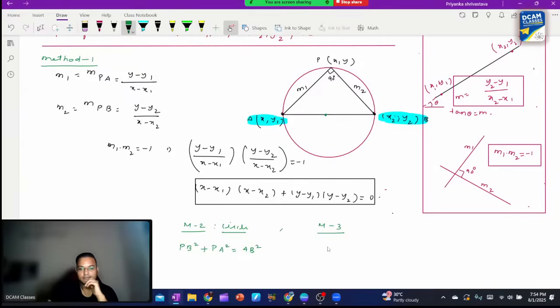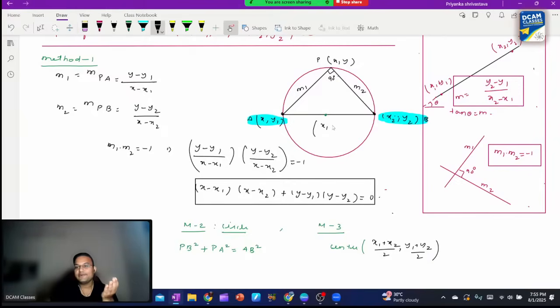What will be the center? The midpoint. Very good. Can you give me the midpoint? (x1 plus x2) by 2, (y1 plus y2) by 2. Very good. Now, how will you find the radius?